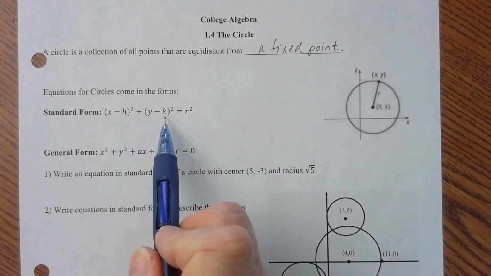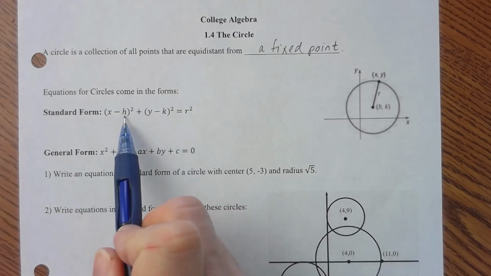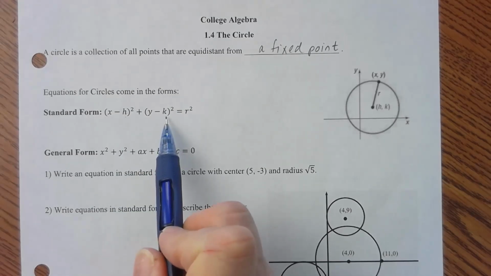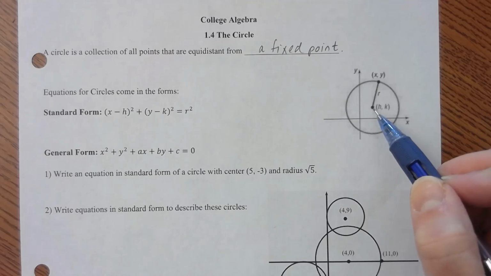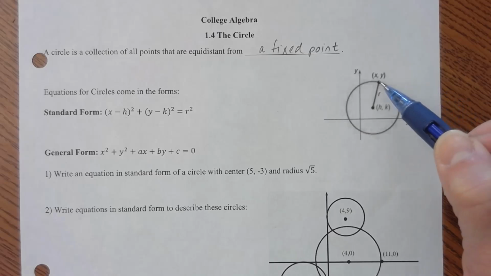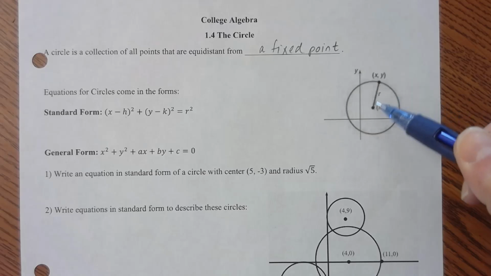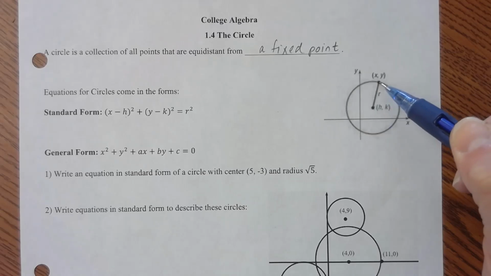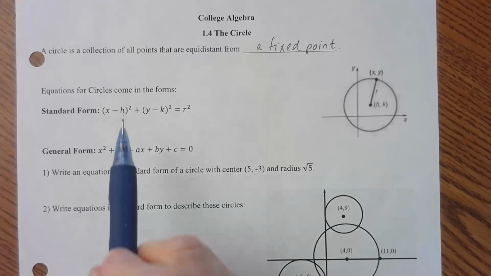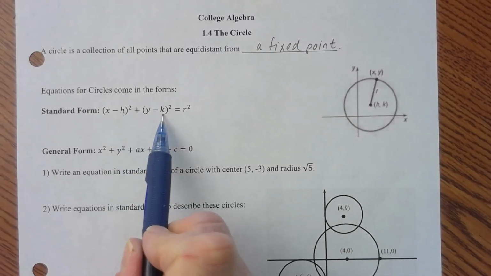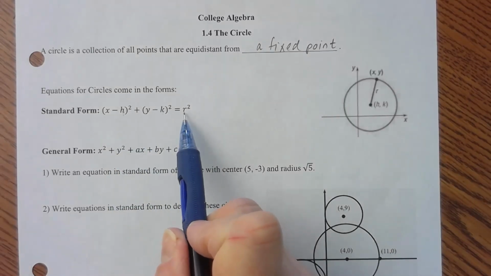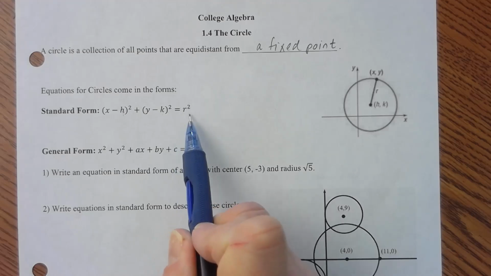H and K should be familiar to you. H is a horizontal translation, K is a vertical translation, just like it has been for functions that we've studied in the past, although a circle is not a function. (H, K) represents the coordinates of the center of the circle. X and Y represent coordinates of any point on the circle. R is the radius, the distance from the center to any point on the circle. In standard form, it's really easy to see the center, and you can tell what the radius is by taking the square root of whatever number is here.